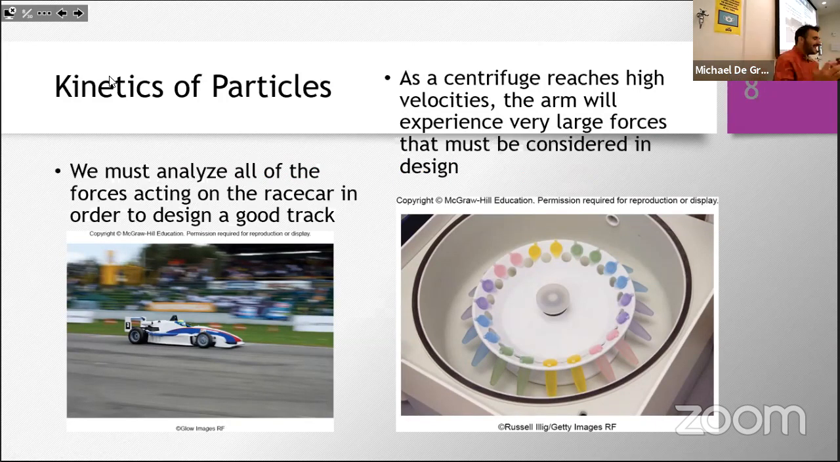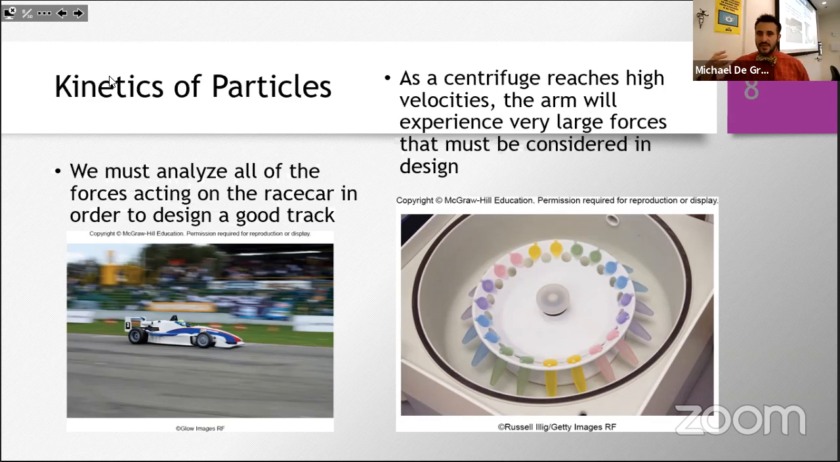So what is kinetics compared to kinematics? We talked about kinematics. Kinematics refers to the geometry of motion, right? How do I define the trajectory of something? That's kinematics. Kinetics is how do I talk about the forces that created that motion? How do I figure out how much force it takes to move something?